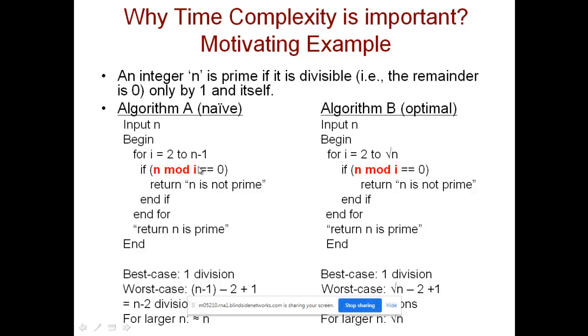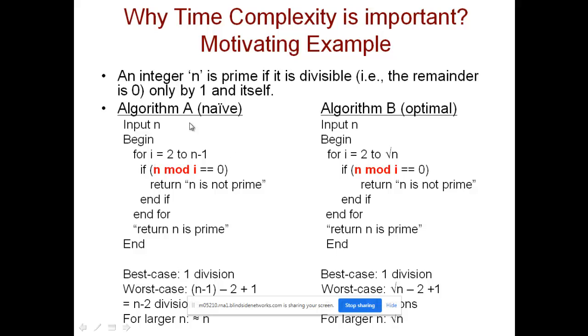Like in the case of 11, 11 divided by 2 is not 0, so you continue the rest of the loop. 11 divided by 3, check if it's 0. 11 divided by 4, is it 0 or not? Keep continuing until 10, n minus 1. So only if the integer is indeed prime do you need to run the entire loop. You should get the logic for analyzing the time complexity now.